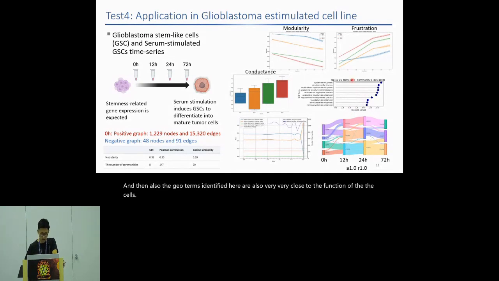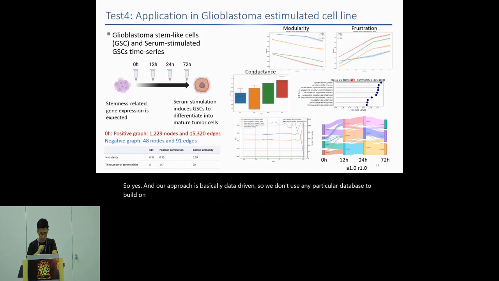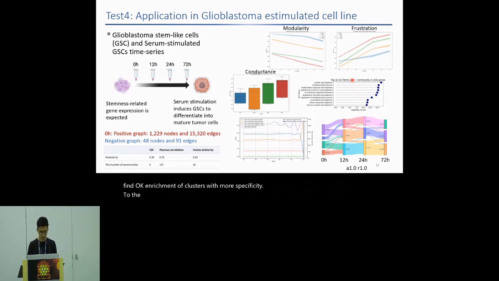So yes, our approach is basically data-driven, so we don't use any particular database to build on top. I think that's very helpful. I didn't include it here, but we also used the database of marker genes, Cell Atlas, CellMarker 2.0. There we can find enrichment of clusters with more specificity to the disease in this case. Yes, so today I stop here.